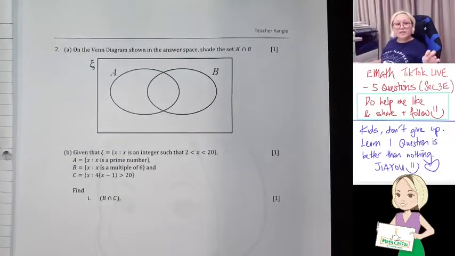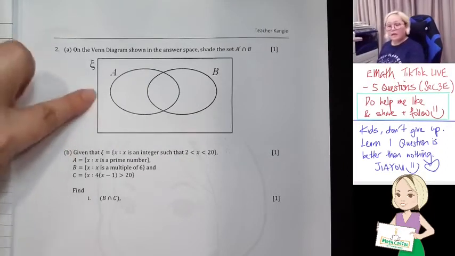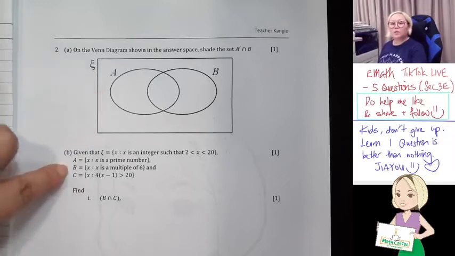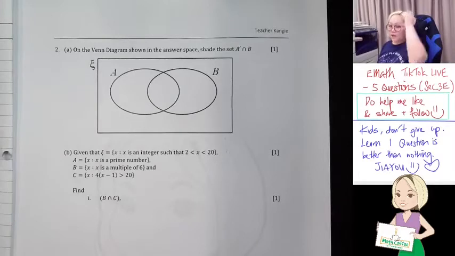Okay, this one is learned in Sec 2 Express, Venn diagram. Set notation and Venn diagram. A is Venn diagram, B is set notation. So you must ask me, why is Sec 3 doing Sec 2 stuff? You know that Sec 3 will consist of a mixture of Sec 1 and Sec 2, right?